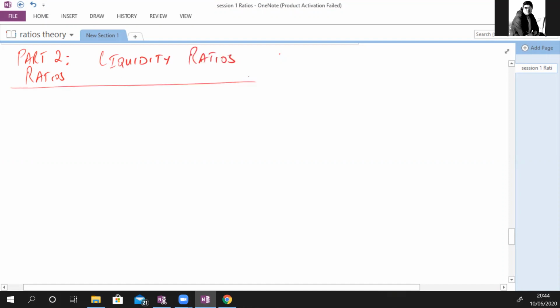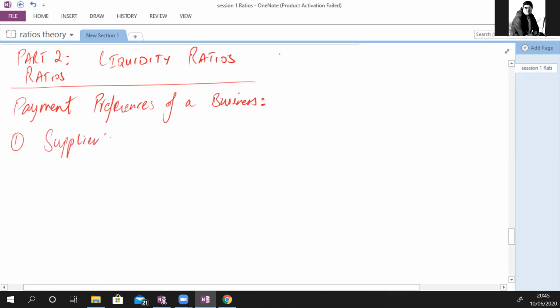Okay, before we move on to the ratios and calculations part, let us just go through what is liquidity, what is this thing all about. Now, if you look at the payment preferences of a business, who would be the first person or the first entity a business would be paying to? On top of this list would be your suppliers.